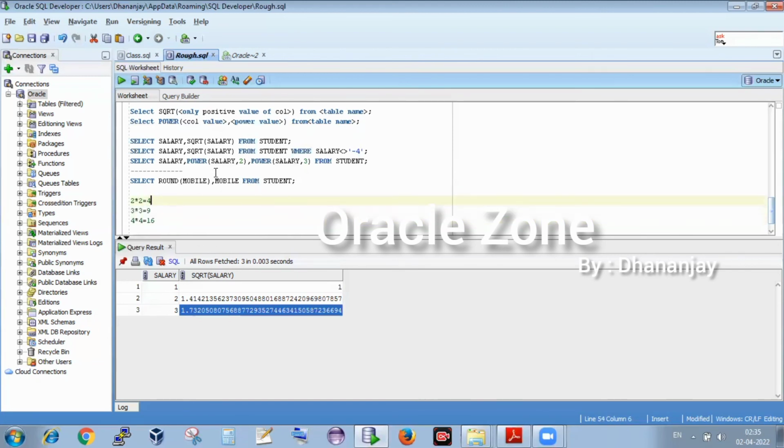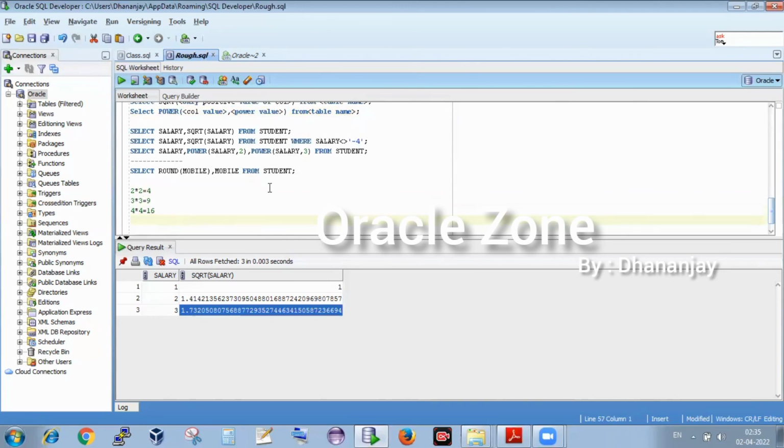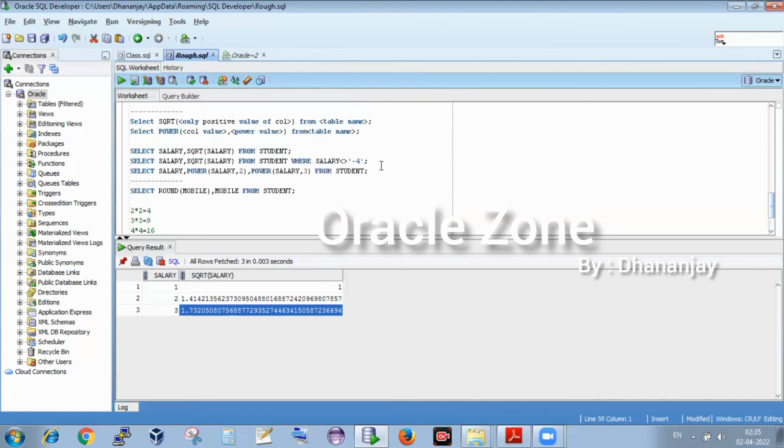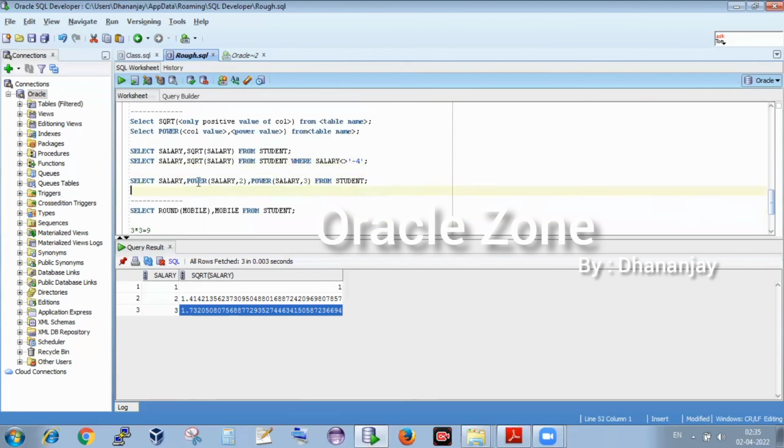So we also have one function in which we can calculate the power values. Okay. So its syntax is very simple. Just select power, column name on which you want to perform, and what power you want to perform. Means 2 to the power, or 3 to the power, or 4 to the power. Okay. So let's write its query. Select salary, power. I want to perform 2 to the power on each value of the salary column. Okay, 2 to the power. And here I want to perform 3 to the power. Okay, so let's execute it.